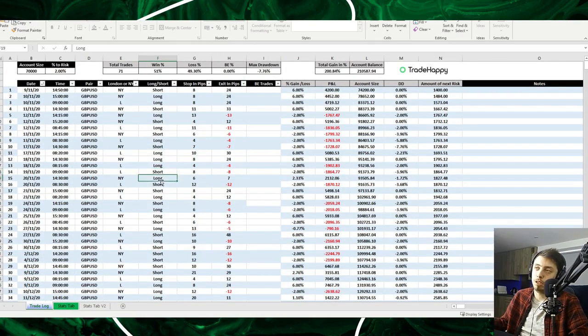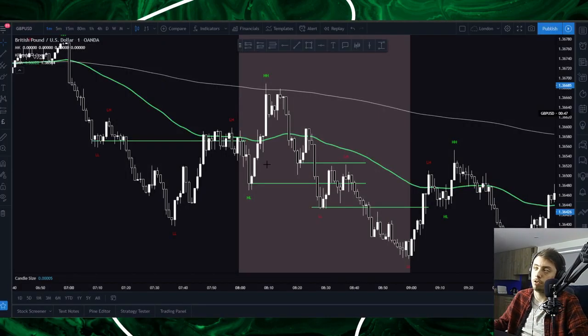Okay. Previously we had a 10% drawdown with risking 1%. This is now 7.7% with 2% risk. This is much, much better. So these are the results that I have.